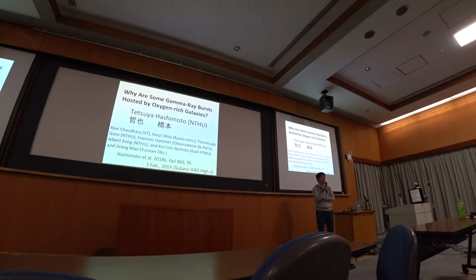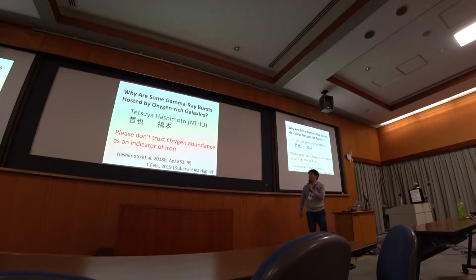My talk is based on the paper published last year, in collaboration with these colleagues. My talk is about metallicity measurement of gamma ray burst host galaxies. If I summarize my talk into one sentence, it is this, and it is specific: please don't trust oxygen abundance as an indicator of iron abundance. That's my message from this talk.